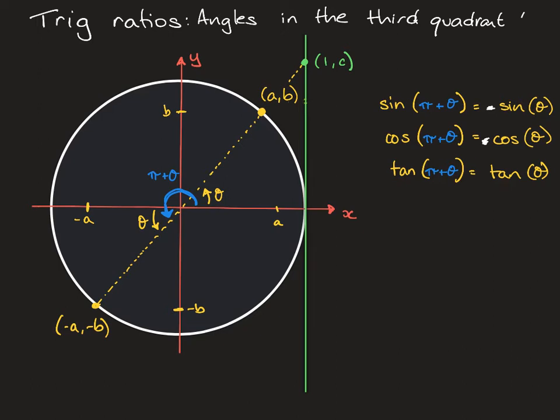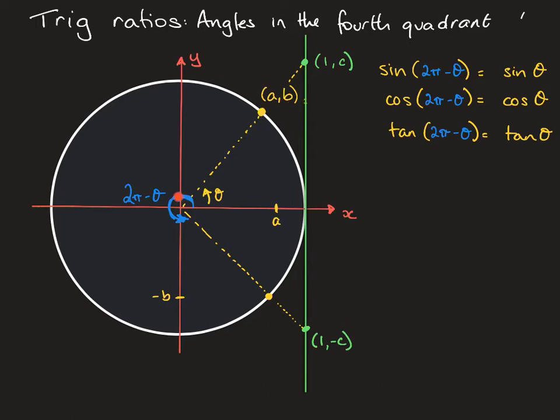So in summary, our trig ratios for angles in the third quadrant are: our sine values are negative, our cos values are also negative, and our tan values are positive. Now for the fourth quadrant.